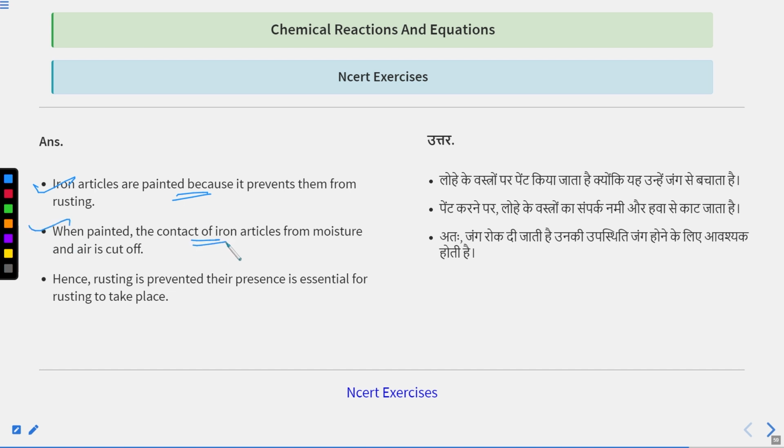When painted, the contact of iron articles with moisture and air is cut off. If moisture and air do not come in direct contact with the iron articles, they will not undergo rusting. Hence rusting is prevented. Their presence is very much essential for rusting to take place. During rusting, rust forms, and rust is nothing but hydrated ferric oxide, Fe2O3.XH2O.